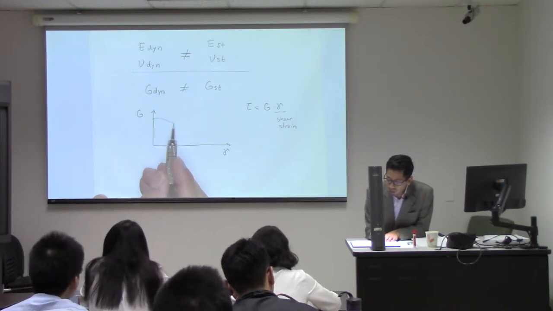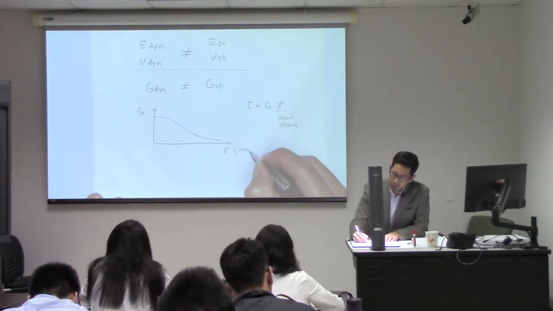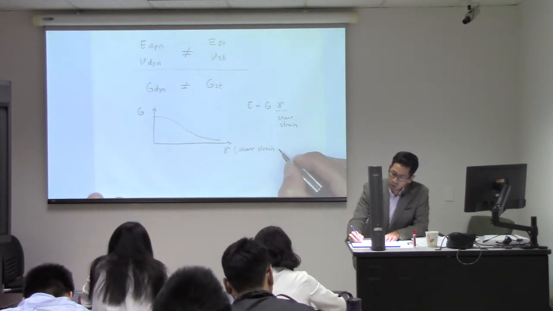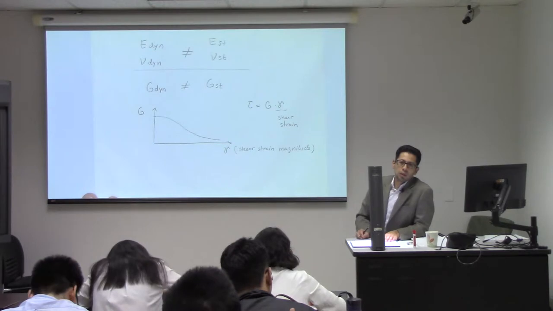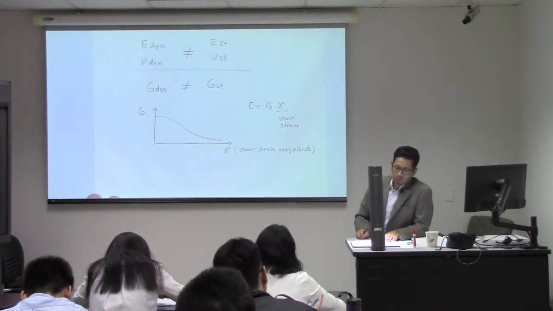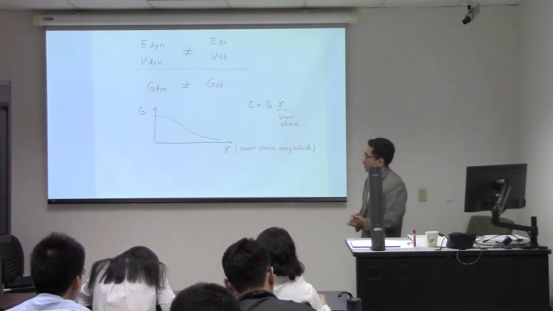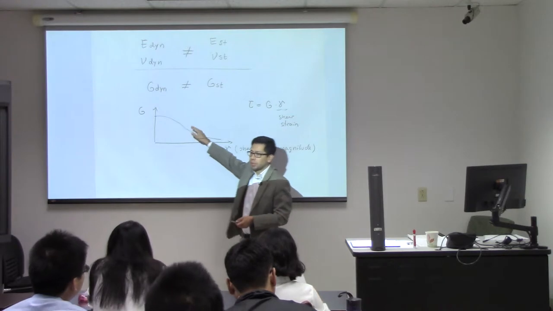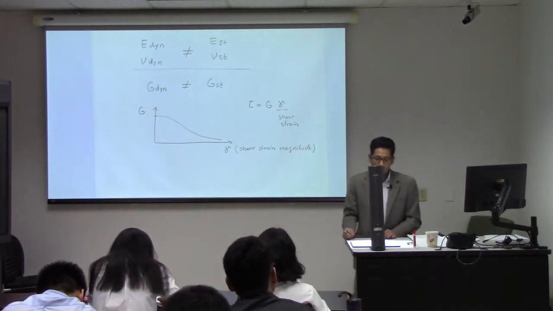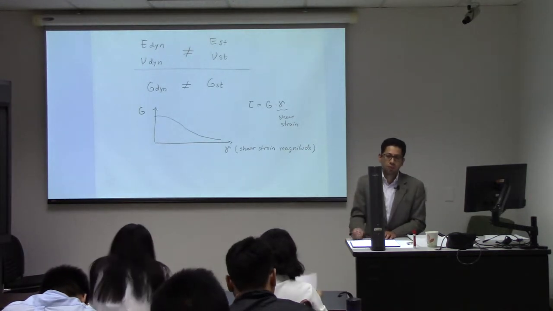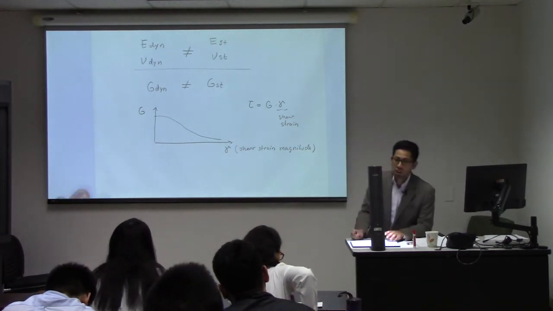Usually this has a shape which is more or less like this, where I'm going to write this again to make it clear. This is the shear strain magnitude. You could say, but why? It depends. I just want to make it general, I'm not going to go into detail. There are several models that will tell you the variation of G with the shear strain magnitude, and some of those invoke a log relationship with this one. But I just want to make the point that the higher the strain, the lower this G is going to be.